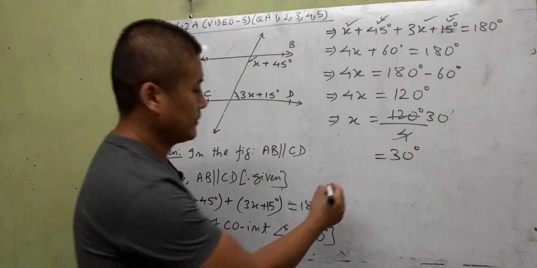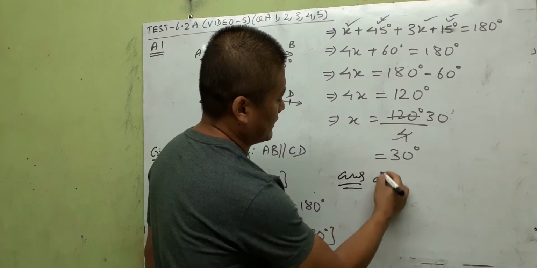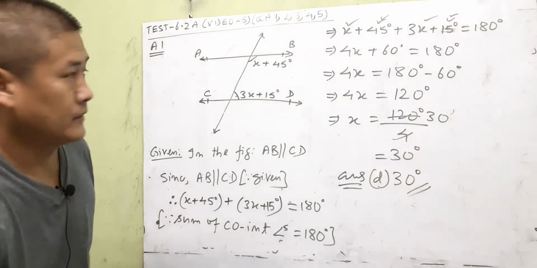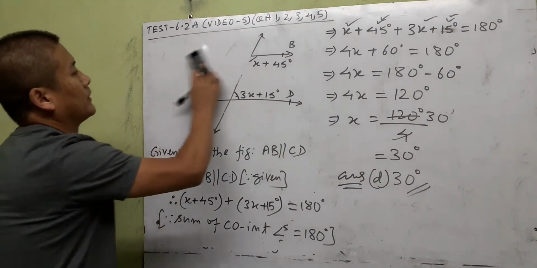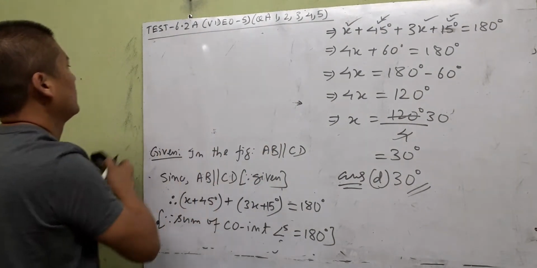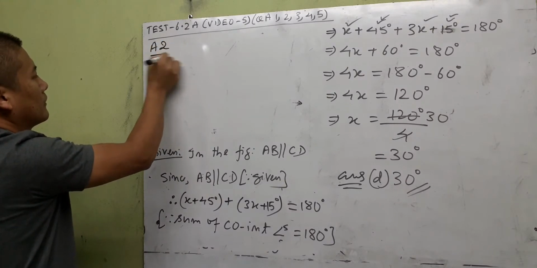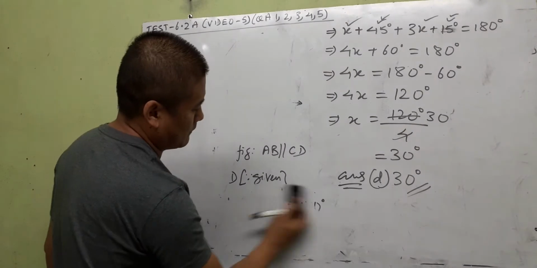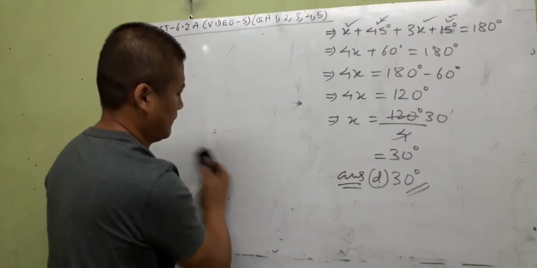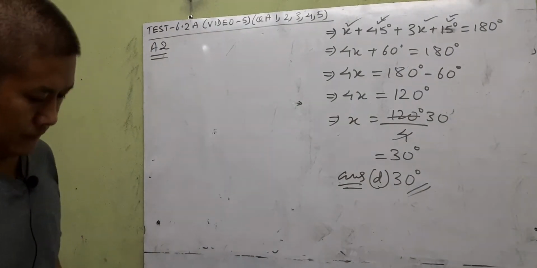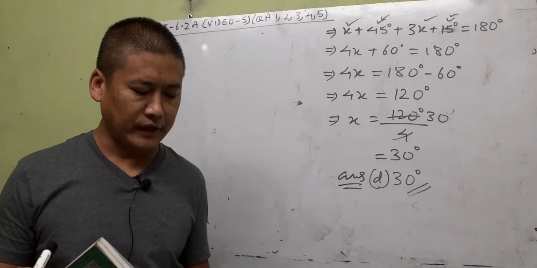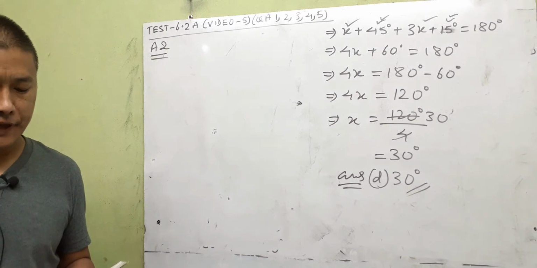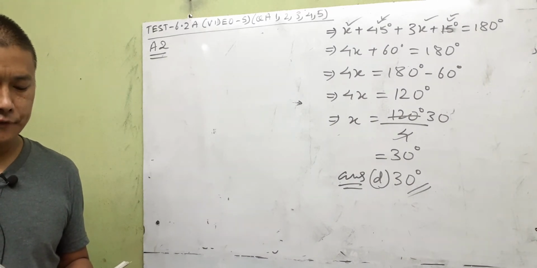So the answer choice that matches this is multiple choice D, which is 30 degree. That was the first question. Then A2, let us go to A2. Let me read the question for us. In the given figure, L is parallel to M and N is parallel to M. Find the value of x. Again we have to find.